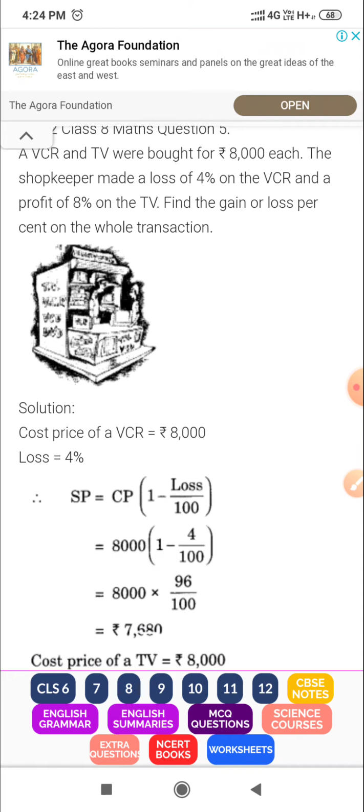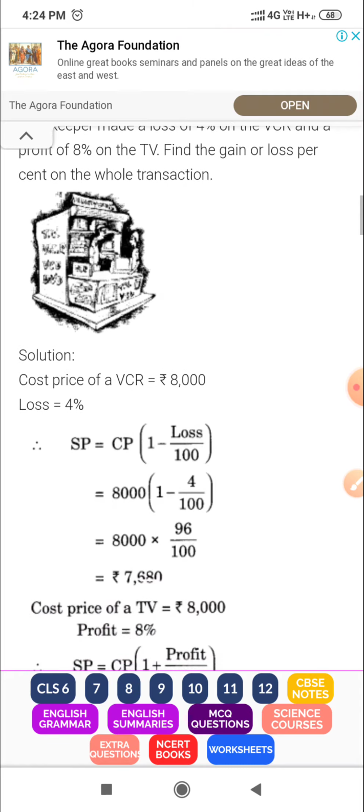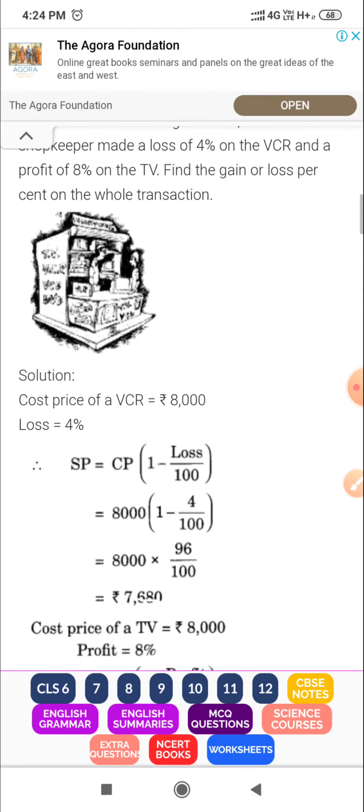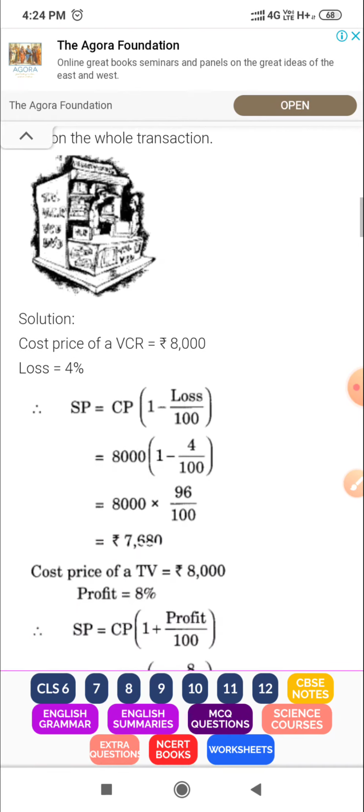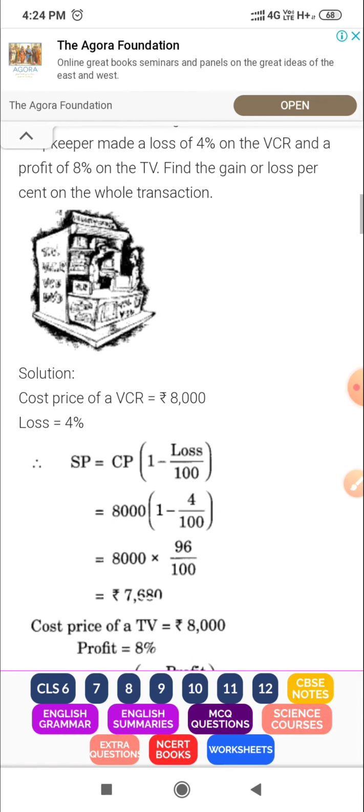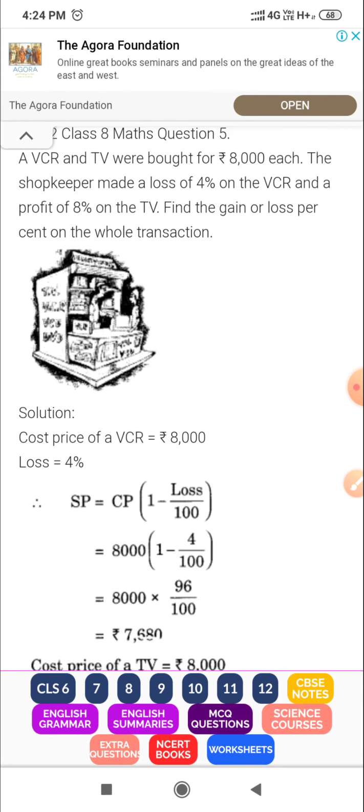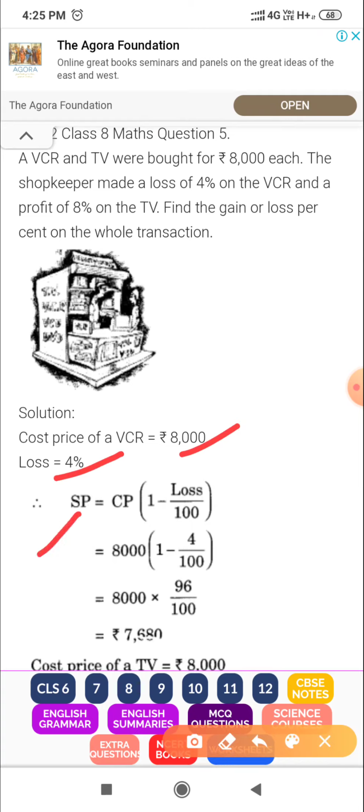first we note all the information from the question, and this question will be solved in two parts. In the first part we will find out the selling price of VCR, and in the second part we will find out the selling price of TV. So it is given in the question that the cost price of VCR is rupees 8,000, and when we sold this VCR we had a loss of 4%. So first we will find out the value of SP.